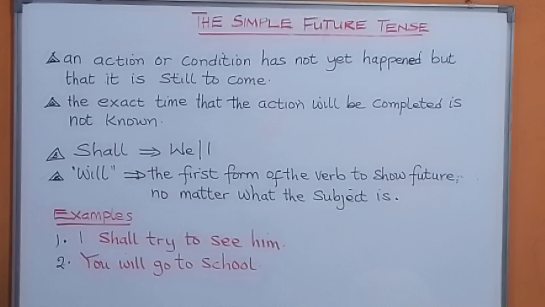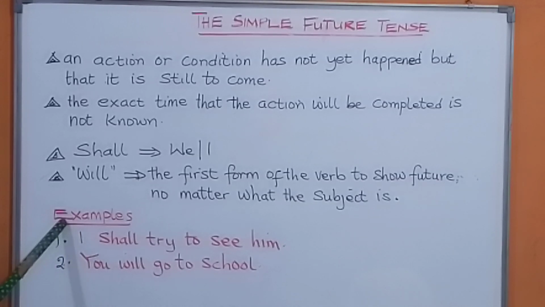Follow me in the next series, still on simple future tense, as I look at the use of shall and will before we have our demonstration exercise on this simple future tense. So, we use will generally when we talk about the first form of the verb to show future, no matter what the subject is. But when we say we or I, we use shall. We are going to have more on that for better explanation and understanding.